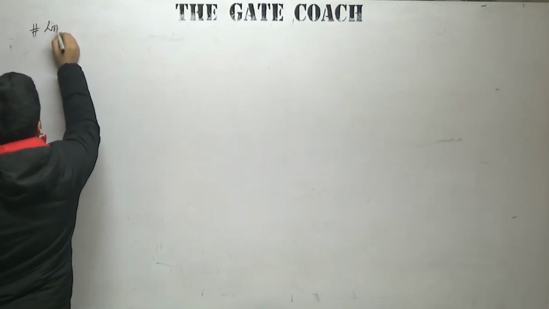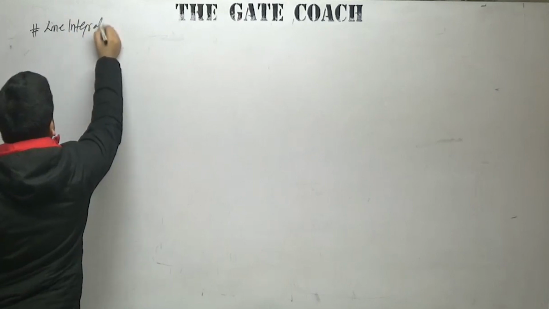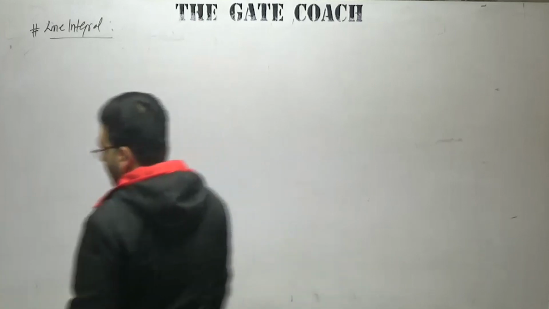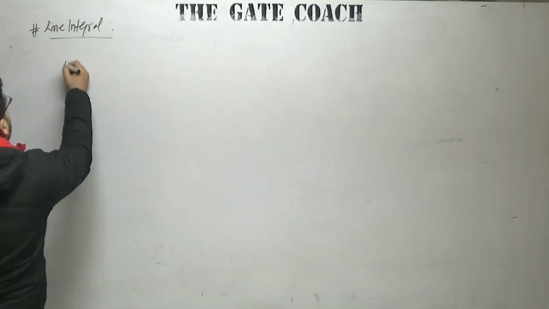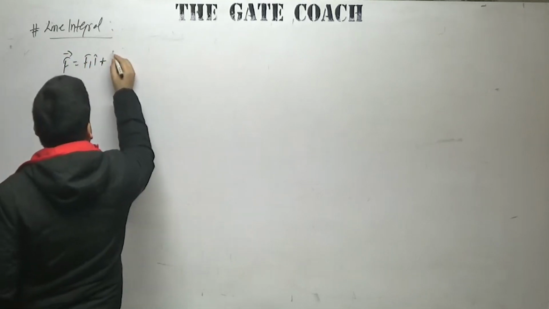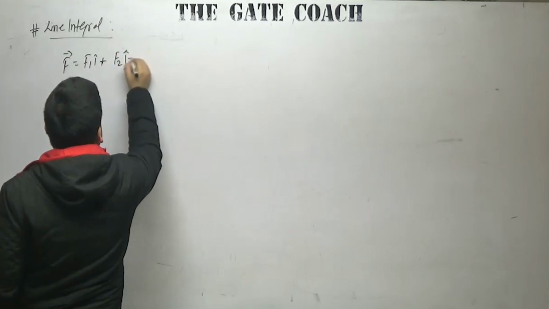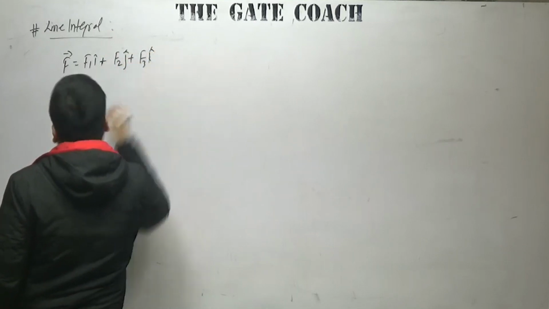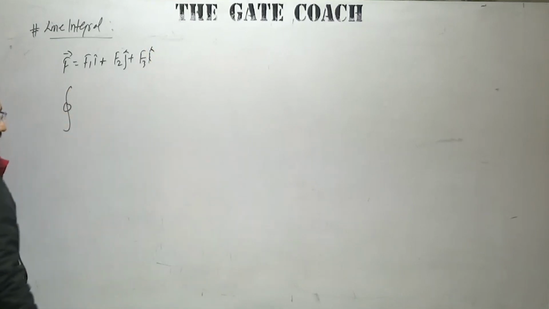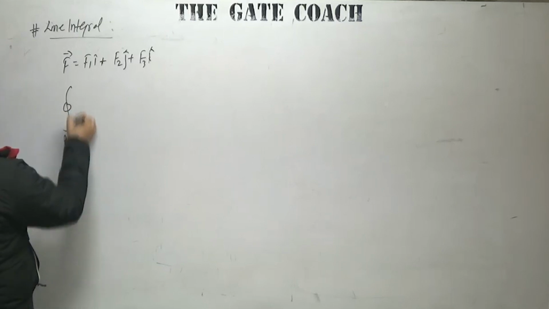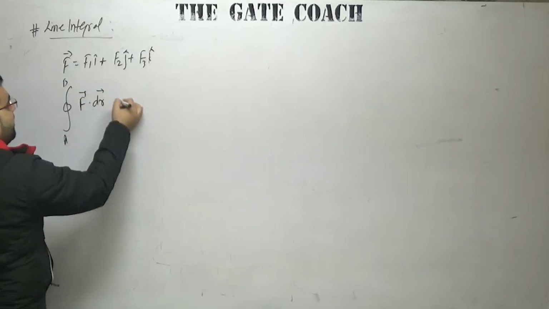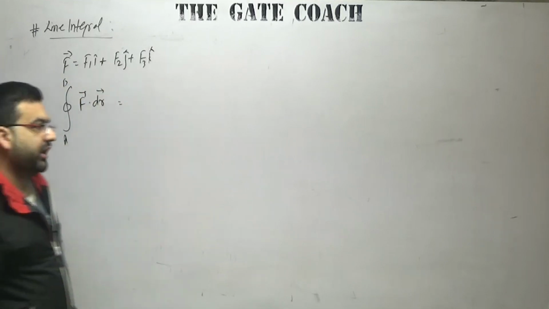Then we discussed the line integral. Now how to calculate the line integral? Let us say some f vector is given to you as f1 i cap plus f2 j cap plus f3 k cap. Then the line integral from a to b, from any portion a to b, is given by the integral of f dot dr vector. Whatever the value will be, that is how we calculate the line integral.